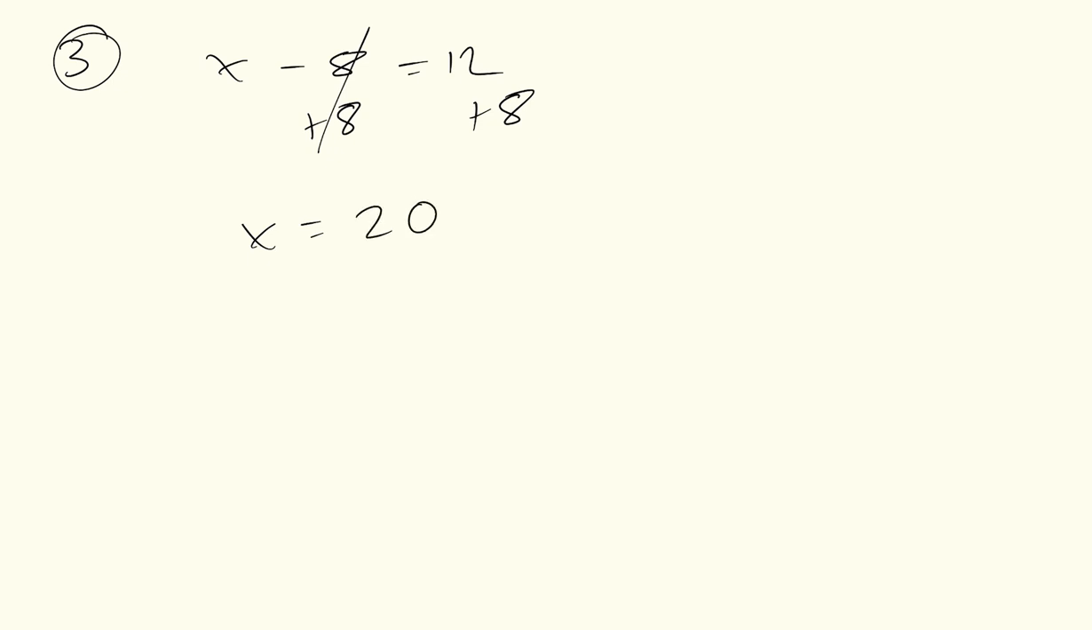Let's try another example. Let's do x minus 8 is equal to 12. Now it's the same thing as before, just now instead of addition we have subtraction. But the opposite of subtraction is addition. So we add 8 here to cancel that out. We add 8 here, and we're left with x is equal to 20. And then when we try to check, 20 minus 8 is in fact equal to 12.